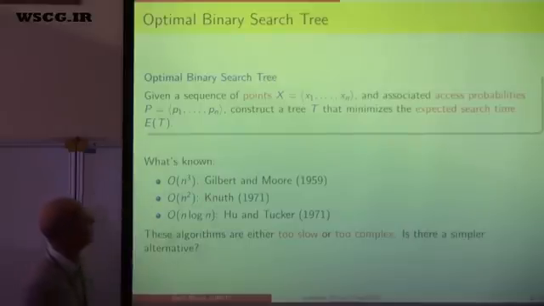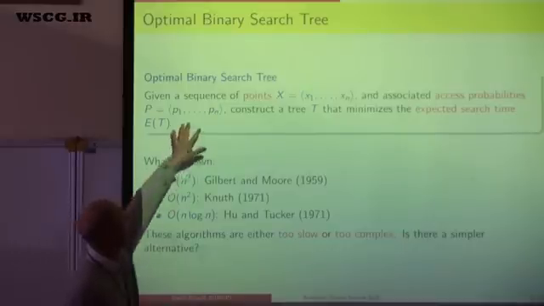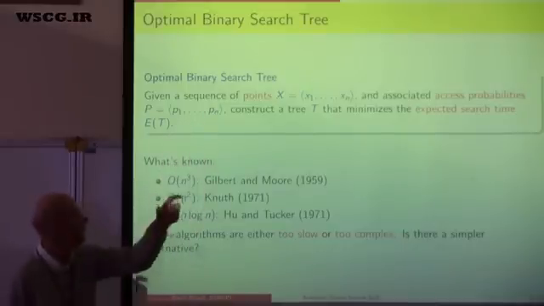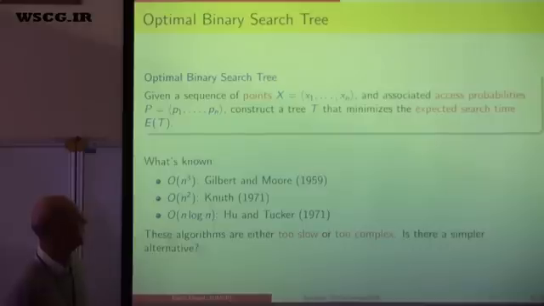So given a sequence of points x1 through xn on the line, with associated access probabilities, and again, I'm imagining the access probabilities are between the intervals between these points, then I want to construct a tree that minimizes the expected search time.